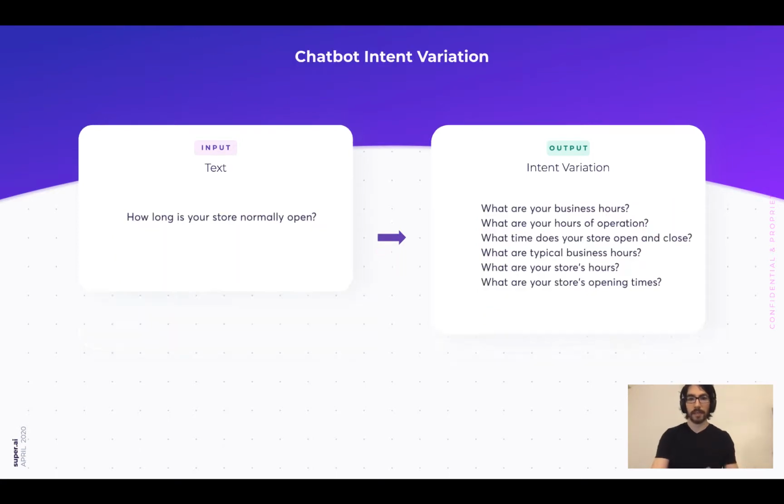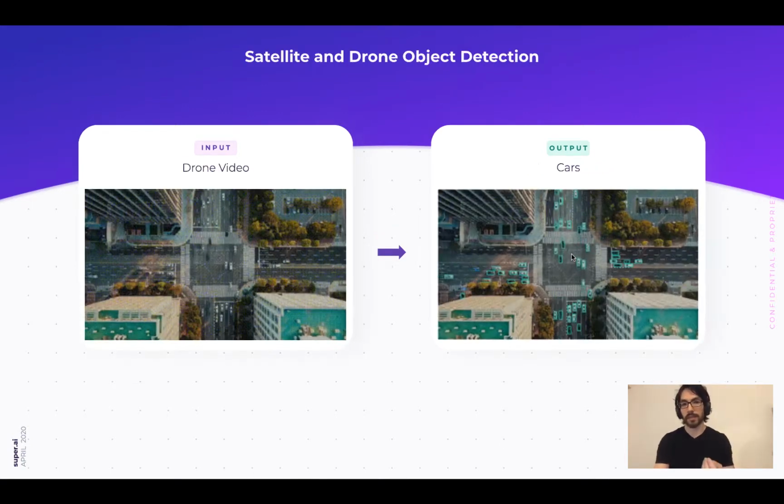We handle relationship annotation, chatbot intent variation. So if you're training a chatbot, you want it to be very robust. If one of your customers asks, how long is your store normally open? Well, you can anticipate people are going to ask things like, what are your business hours? What are your hours of operations? What are your store's hours? So you want your chatbot to be able to handle that. And so this is a common use case.